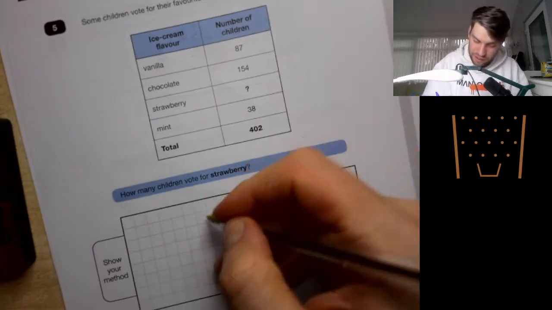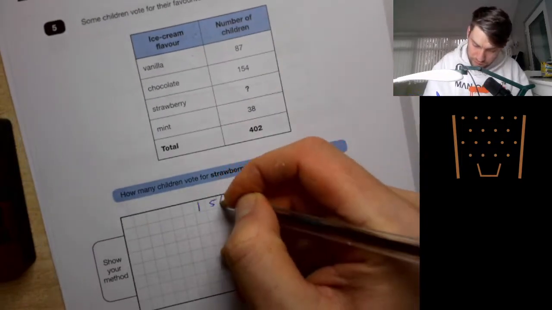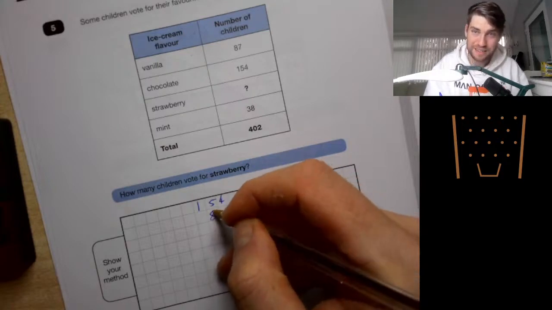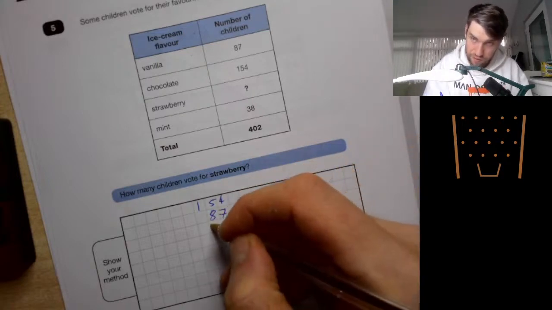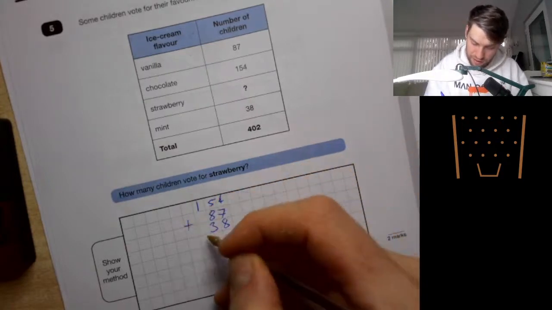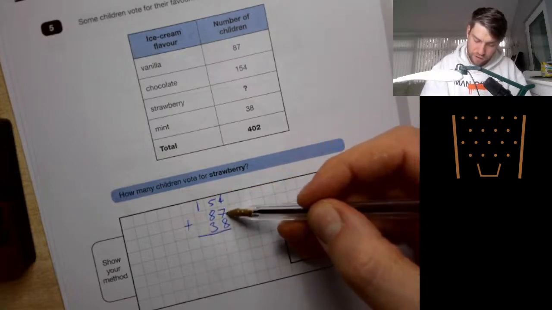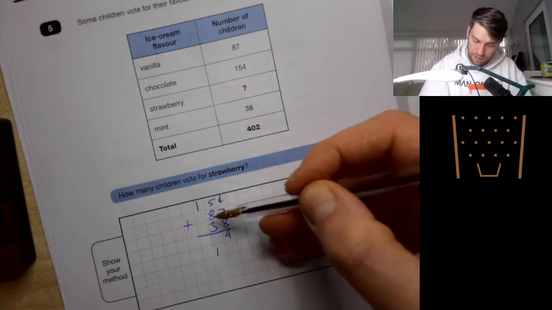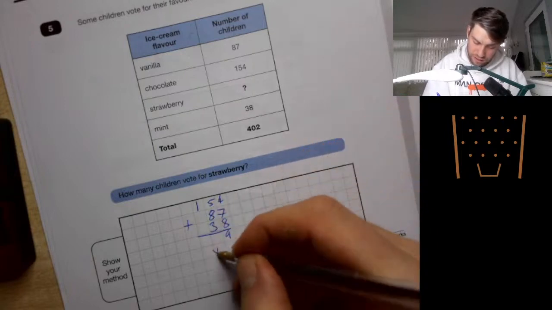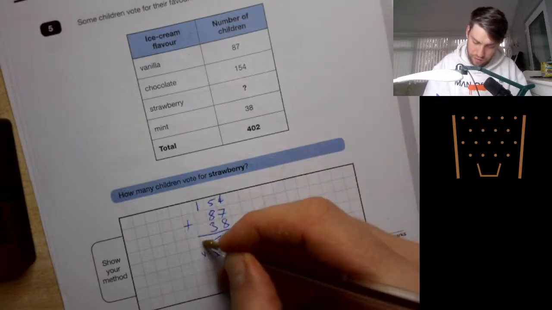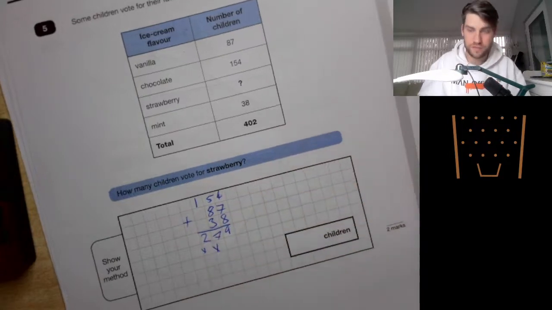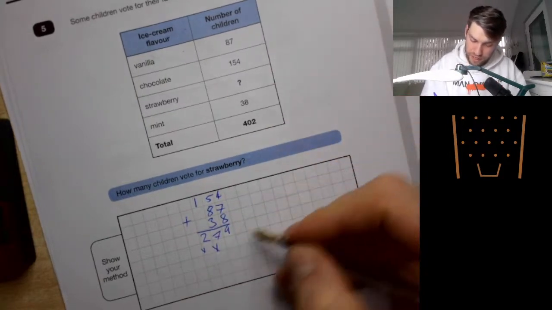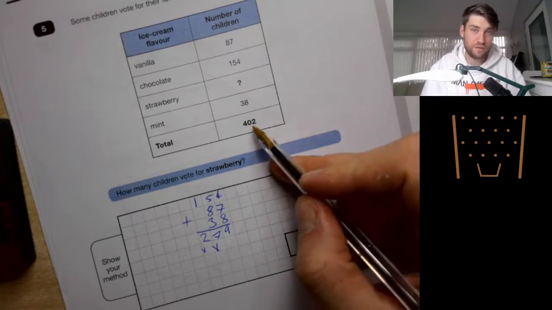So firstly, add them all together. Put your biggest number at the top. Not essential, but it will make it a lot easier. 87, 38, and then add down. So 4, it's 11, 19, and then 5, 13, 16, 17, and 1, 2. So that's 279. So 279 plus something makes 402.